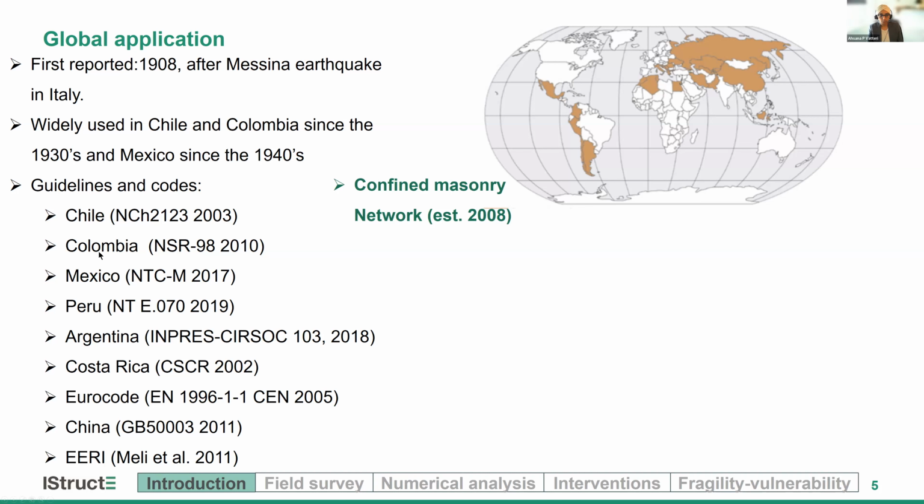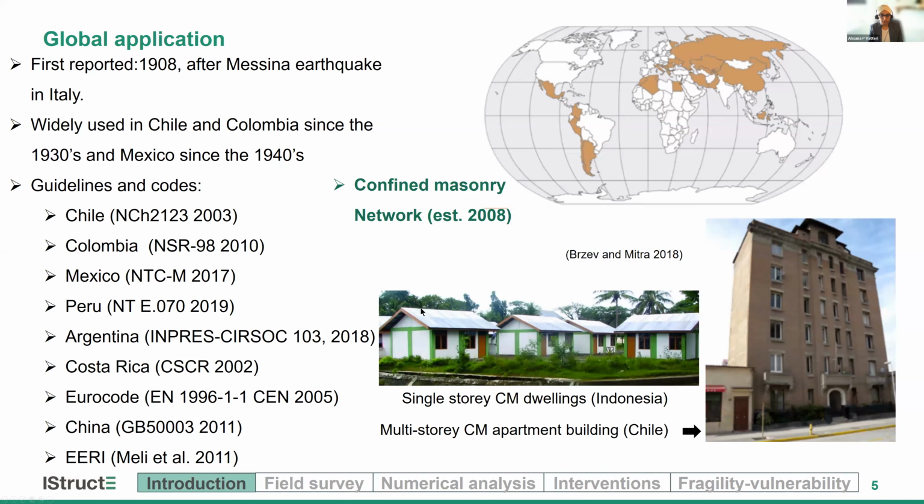However, most of the codes adopt a prescriptive approach. So they give you the dimensions and the limits of allowable spacing, reinforcement detailing, and so on, and have very simplified analytical calculations, such as the wall density or the in-plane shear capacity of the walls. So it can be used for a range of applications. As you can see, it's been used in single-story, single housing dwellings, and also in multi-story apartment complexes.